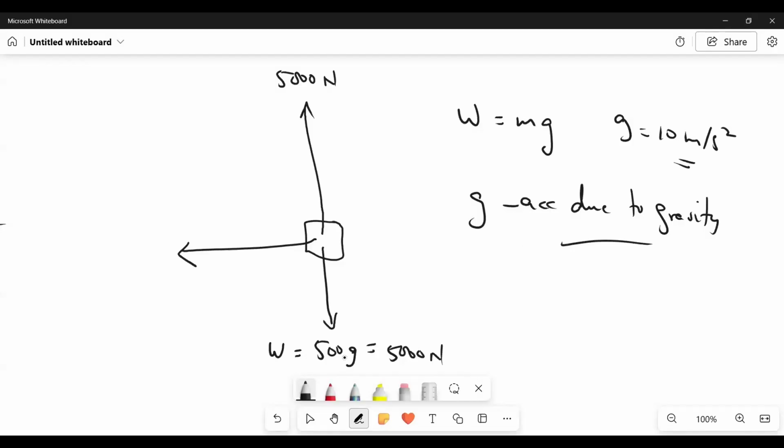It's not grams. You get it clear? Yes, sir, I understand. Acceleration due to gravity, and we'll use for most of the course a value of 10.